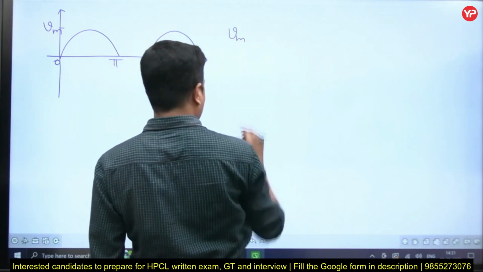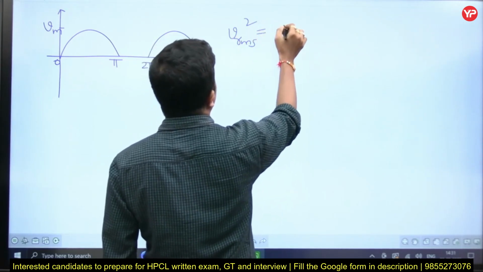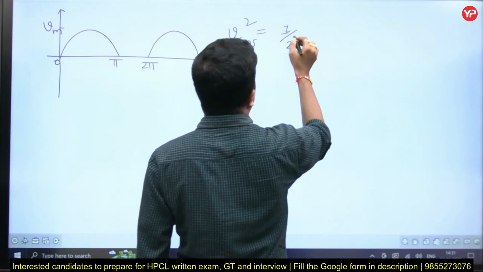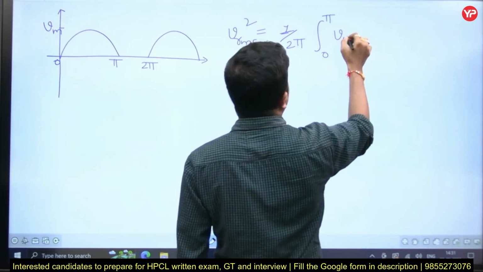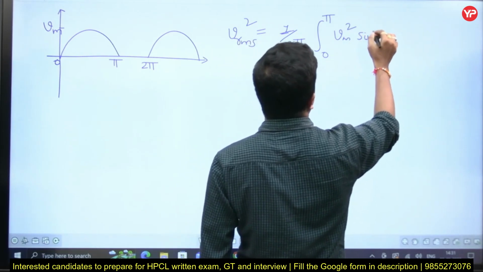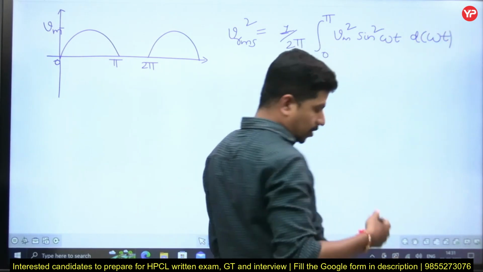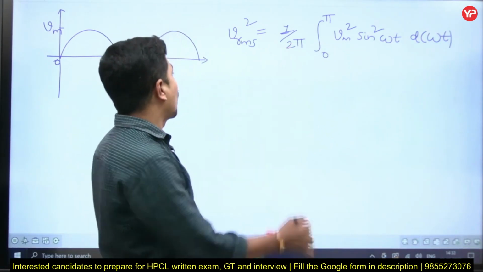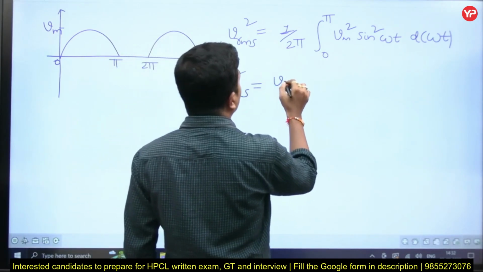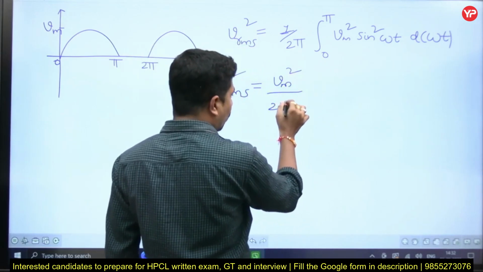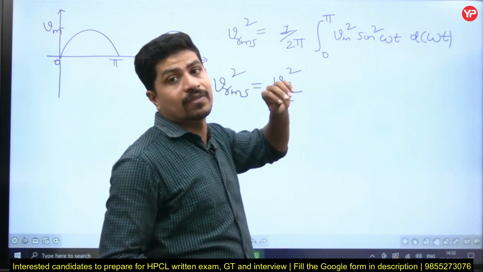So, Vrms square is equal to 1 by 2 pi integral 0 to pi Vm square sine square omega t d of omega t, right? Now Vrms square is equal to Vm square by 2 pi. Let's take Vm square outside of the integration. What is the integration of sine square?